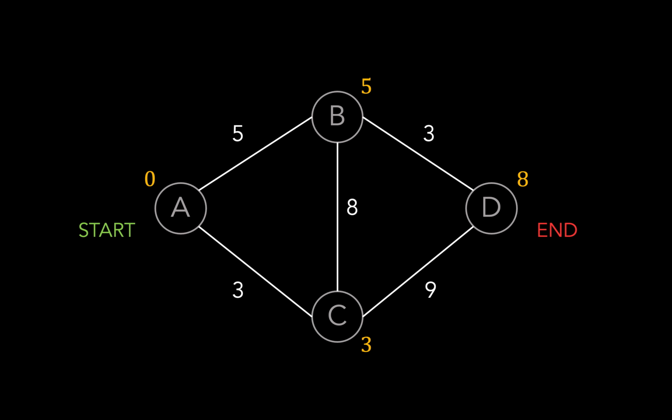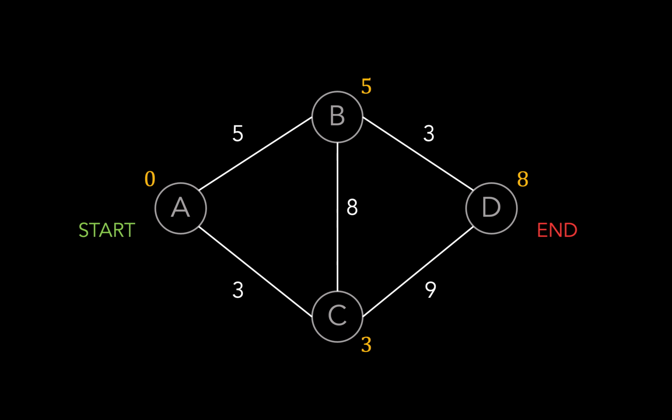So imagine we have this graph and we're trying to find the shortest path from A to D. Imagine that we also know in advance that the shortest distance to D is 8, and the shortest distance to C is 3, and so on. And of course, the shortest distance to A will always be 0.